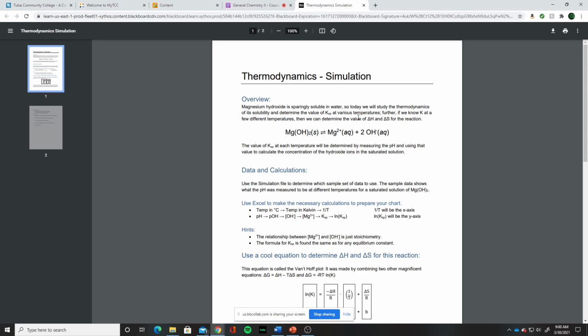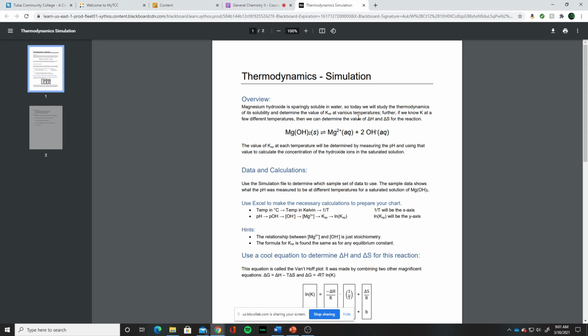So I guess we can just read it. It's not very long, so we can just go ahead and read it. So we have an overview here. It says magnesium hydroxide is sparingly soluble in water. So today we will study the thermodynamics of its solubility and determine the value of KSP at various temperatures. Further, if we know K at a few different temperatures, then we can determine the value of delta H and delta S for the reaction. So that is the solubility process that we're going to be looking at.